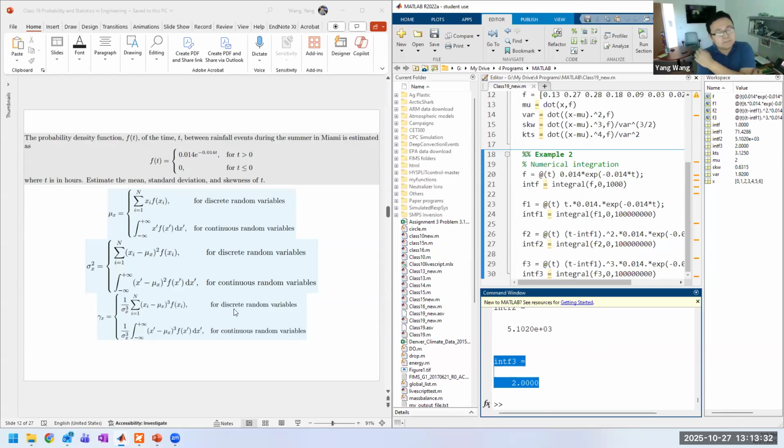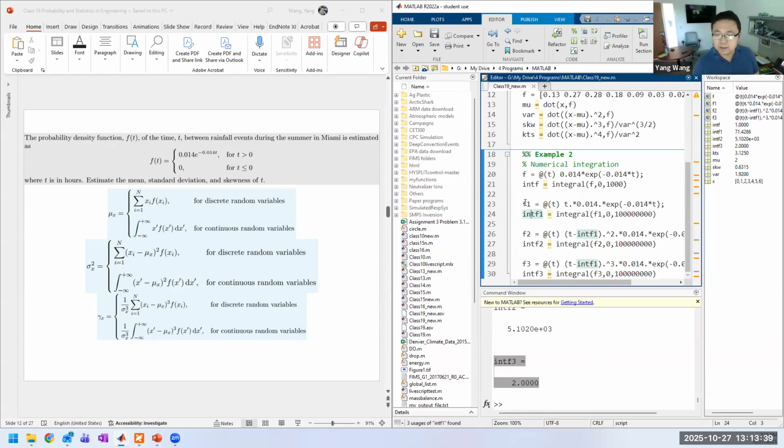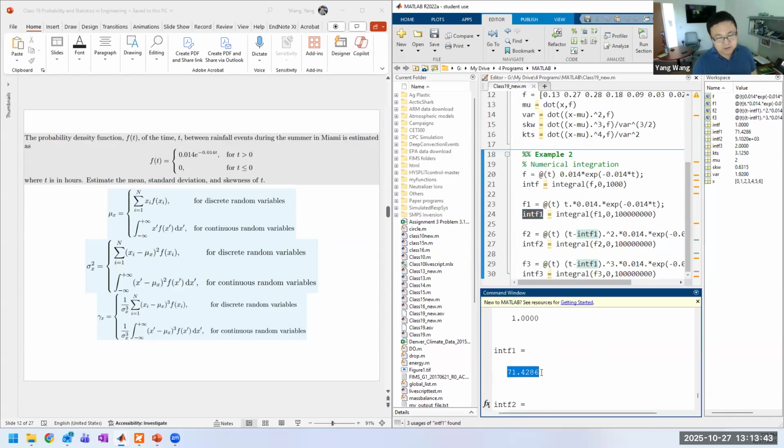Okay, so basically, we were talking about the mean time between the rainfall events. Actually, the mean time is just going to be the int F1. It turns out to be 71 hours. If you think about the time here, basically it represents around 3 days, right? So you will say that this is still a relatively frequent precipitation event, right? Every 3 days it rains. I would consider it's quite frequent. Okay.